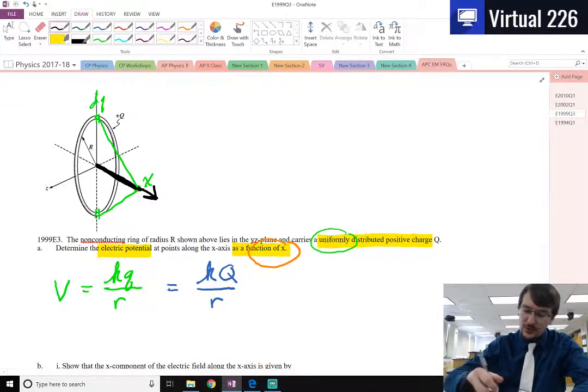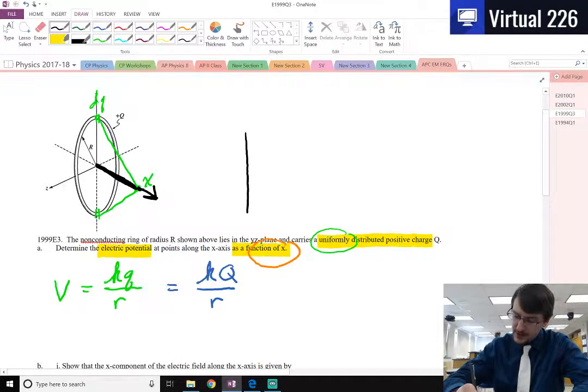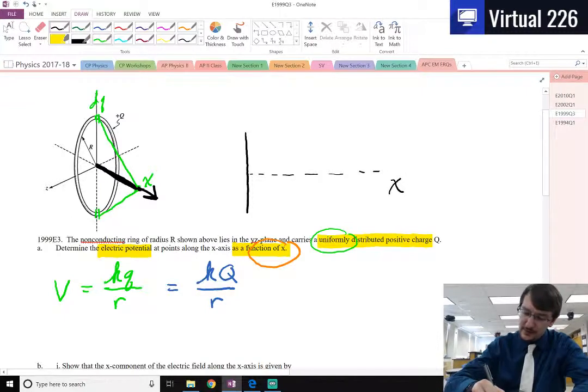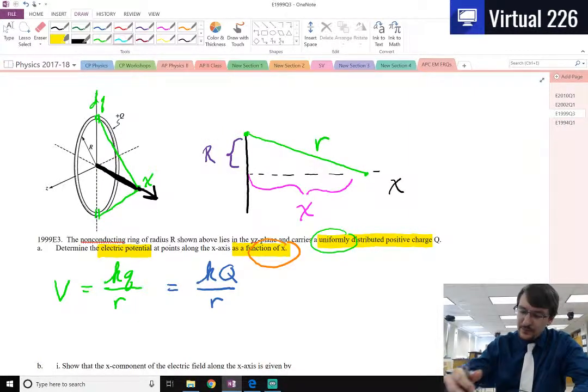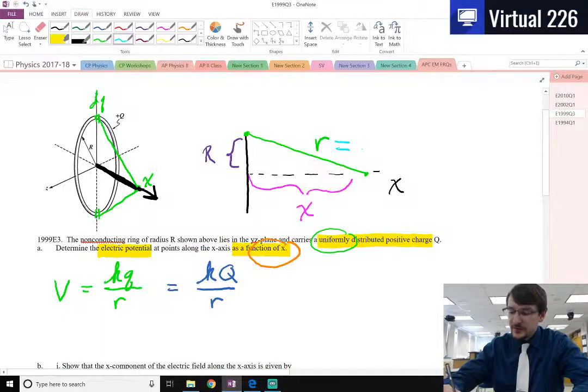Well, if we draw this ring edge on, that's our x-axis. That's the top of the ring. That's the point. This is r. But what we want is we want to know, what is this as a function of x? Well, the other quantity we do happen to know here is that the ring has some radius, capital R. So if we just put this radial distance in terms of x's and r's, that'll give us what we want.